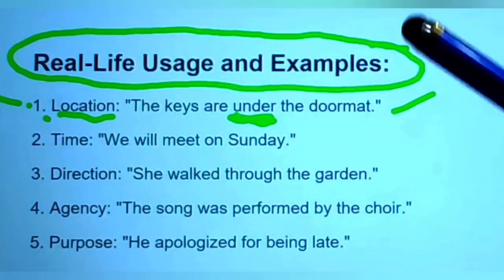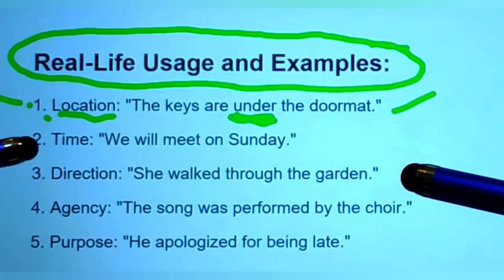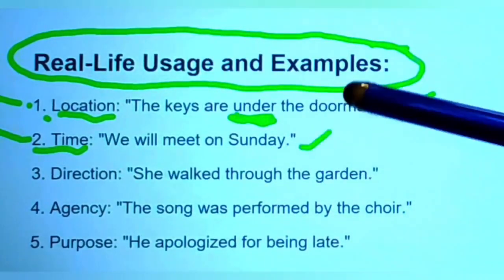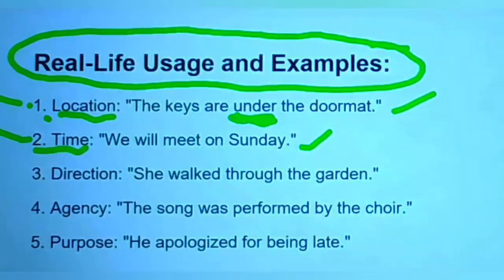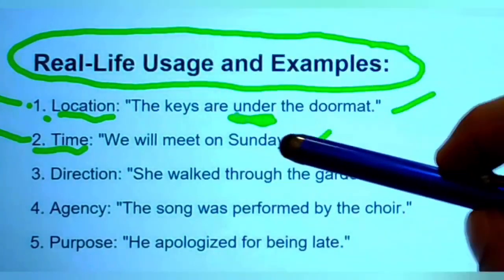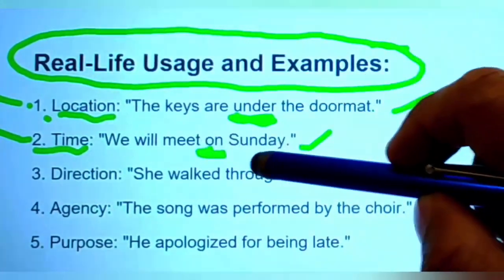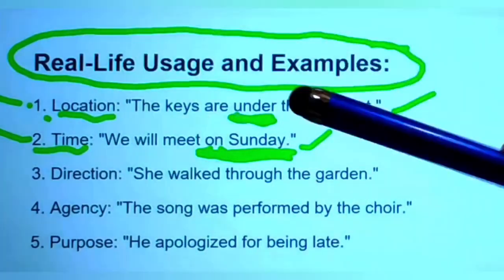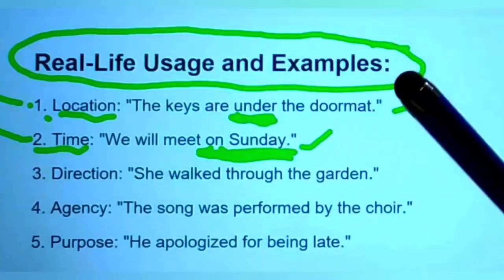That's the first one. Second, we use prepositions to describe time. For example, we will meet on Sunday. This describes the time, and the time is on Sunday. So we meet on Sunday. This describes the exact timing.